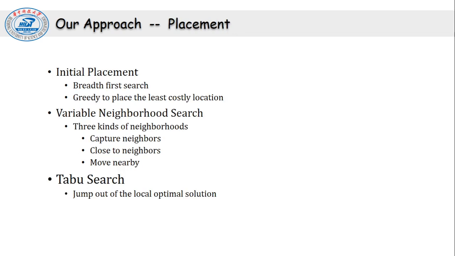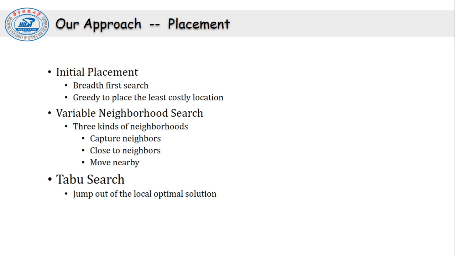For the placement problem in the second part, we use a heuristic algorithm for optimization. The initial solution is constructed by performing best first search on the three-dimensional space and greedily constructing on the two-dimensional plane according to the cost of wire length.